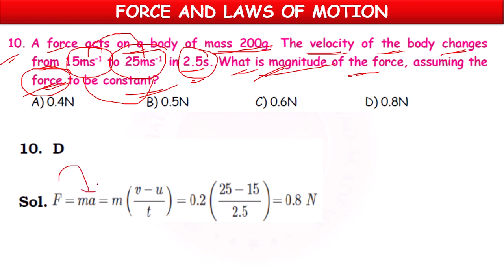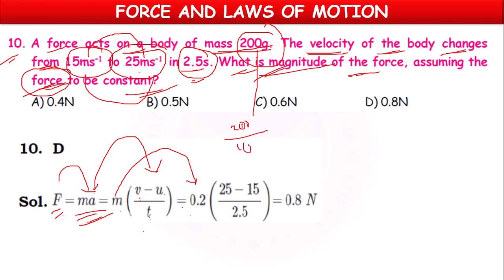We have the formula F equal to ma. The formula for calculating force is F equal to ma, where acceleration can be written as (v minus u) by t, the rate of change of velocity. So F equals m into (v minus u) by t. In the place of mass, we can keep 200 grams, which means 200 by 1000. If we divide by 1000, it converts into kg, which is equal to 0.2 kg. So in the place of mass, we can keep 0.2 kg.